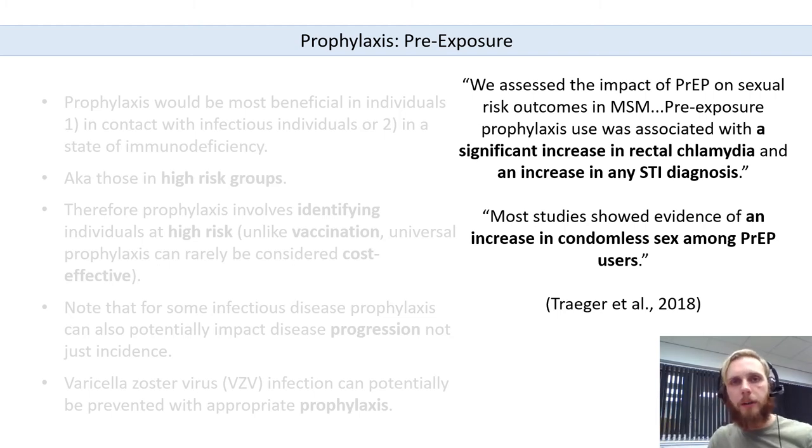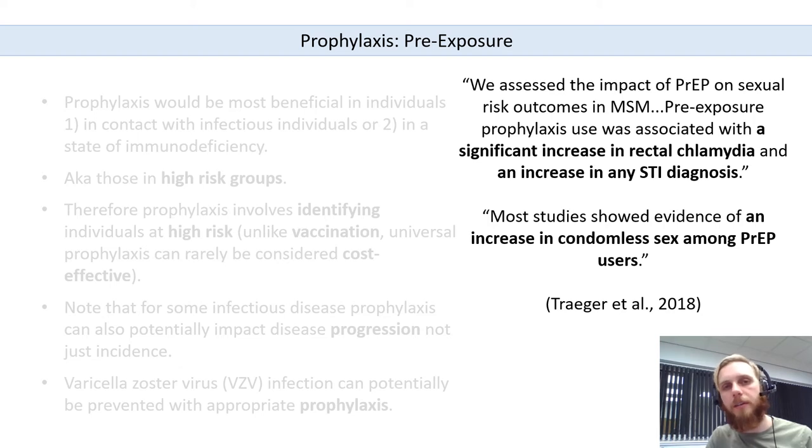And one of the issues that needs to be resolved with PrEP is something we've mentioned before, and it's the idea that PrEP used specifically for HIV, so to induce incompatibility with HIV and reduce HIV infections, is associated with an increase in other STIs, and it's also associated with an increase in condomless sex, so essentially an increase in high-risk behaviours.